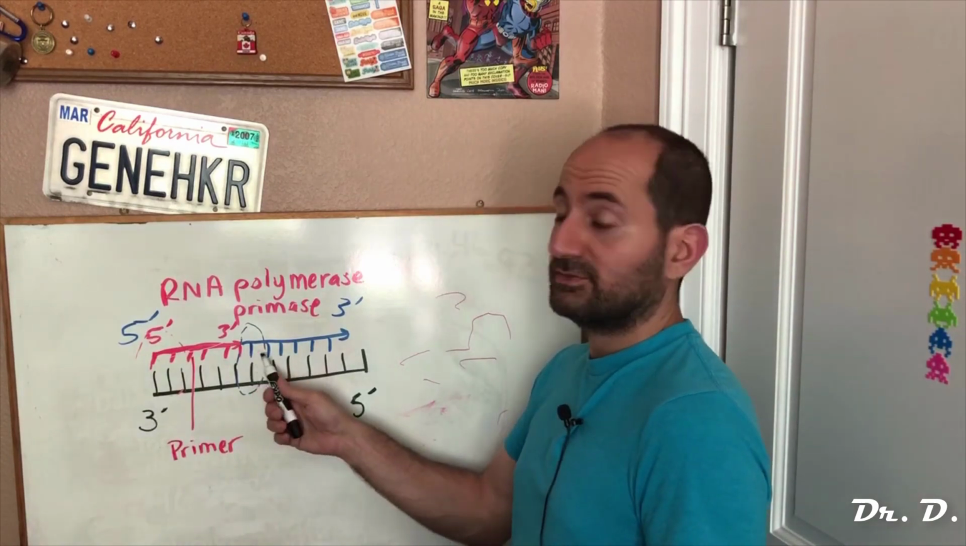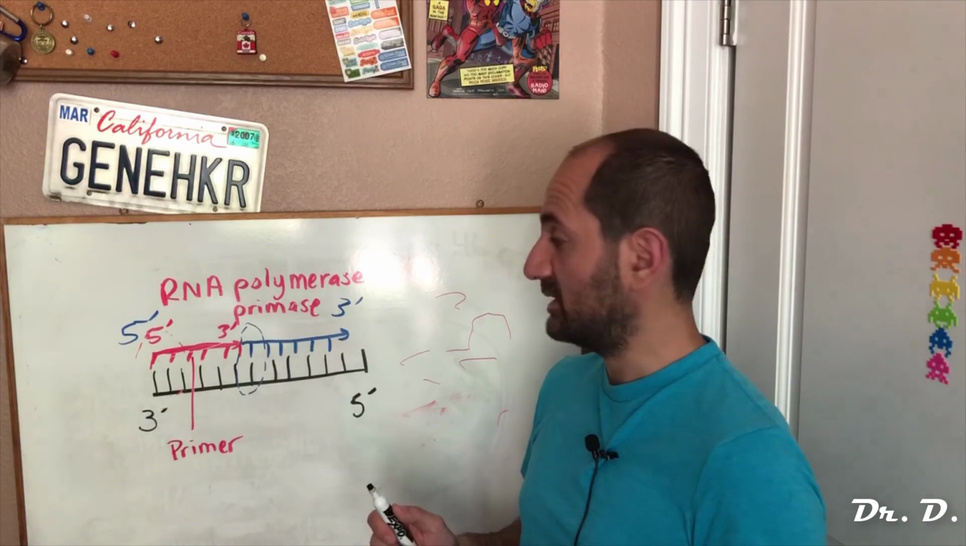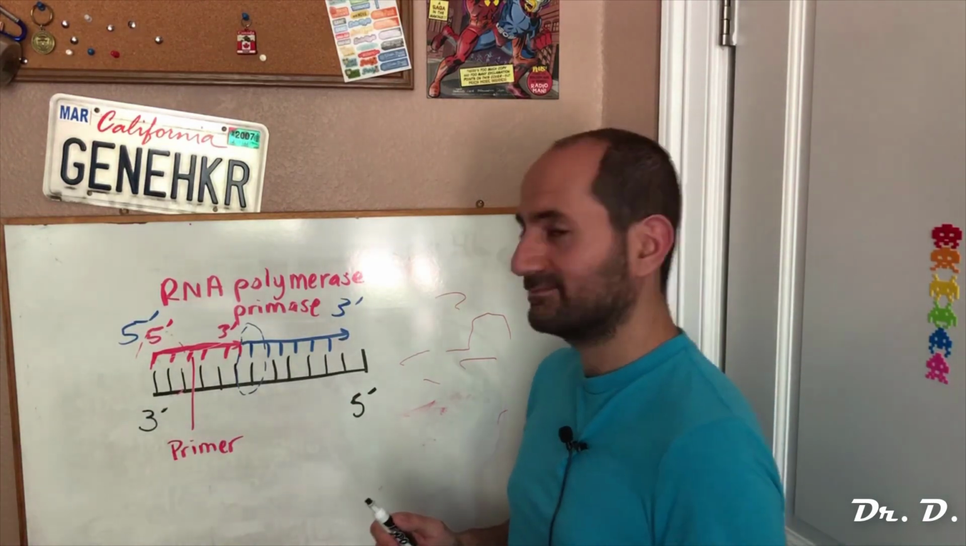Next, DNA polymerase 3 can take over and copy the rest of the DNA into DNA, right? Complementary DNA. All right, so now we know how DNA gets copied.